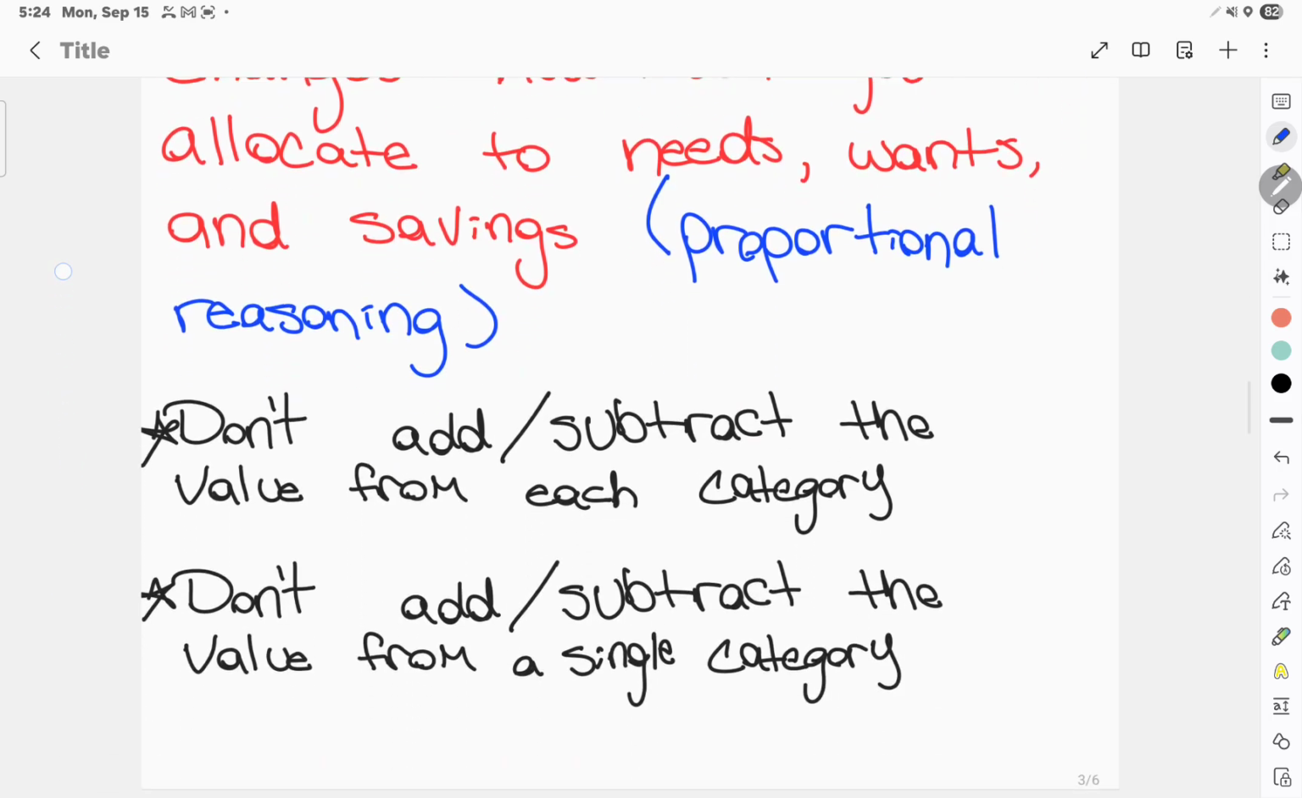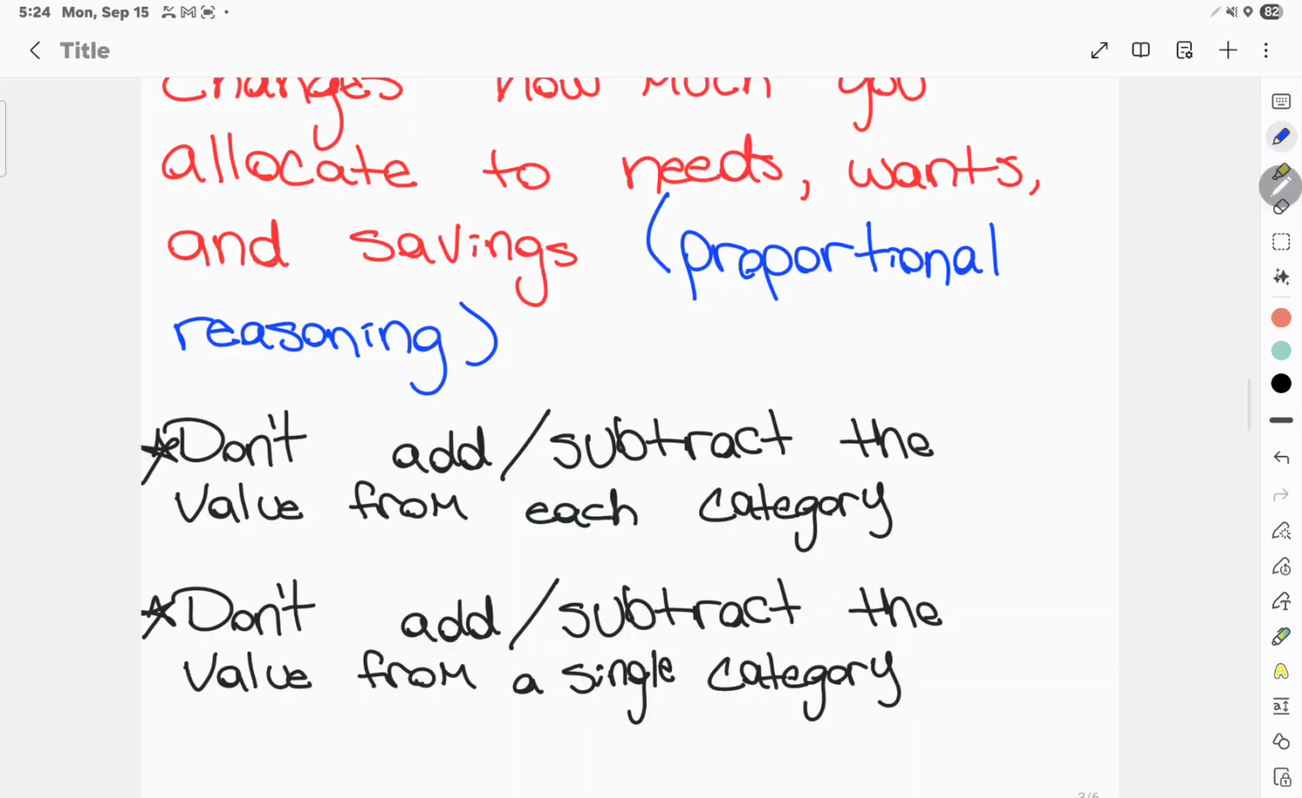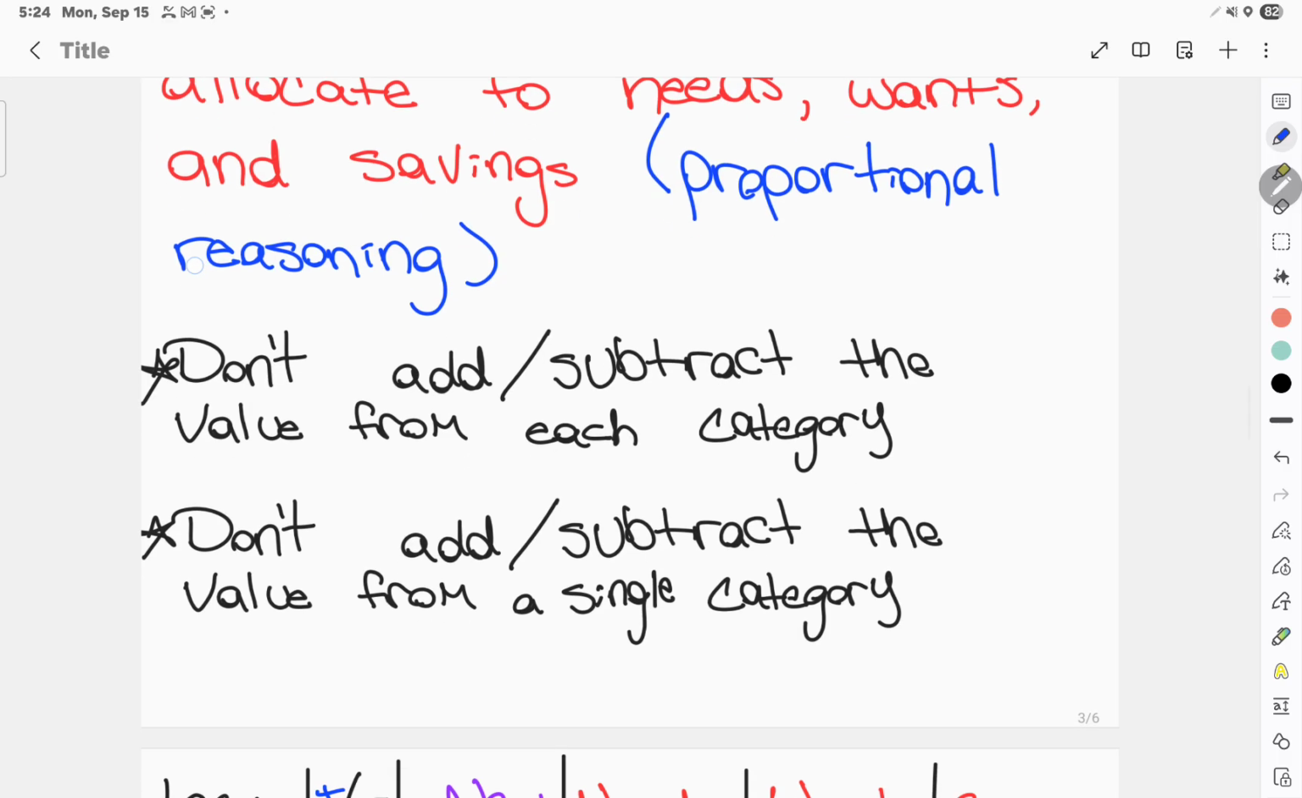And the key part here is that we are not going to add or subtract the value from each category, and we're not going to add or subtract the value from a single category. So we're going to add or subtract the amount from the total, and then we're going to readjust each category according to the new total.